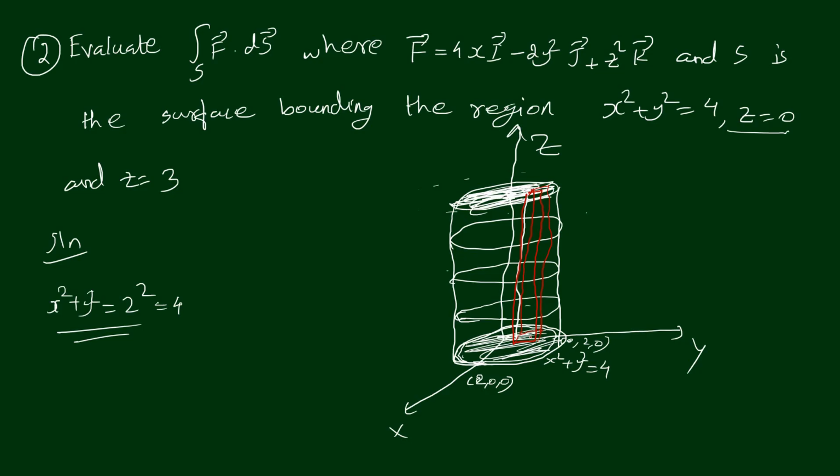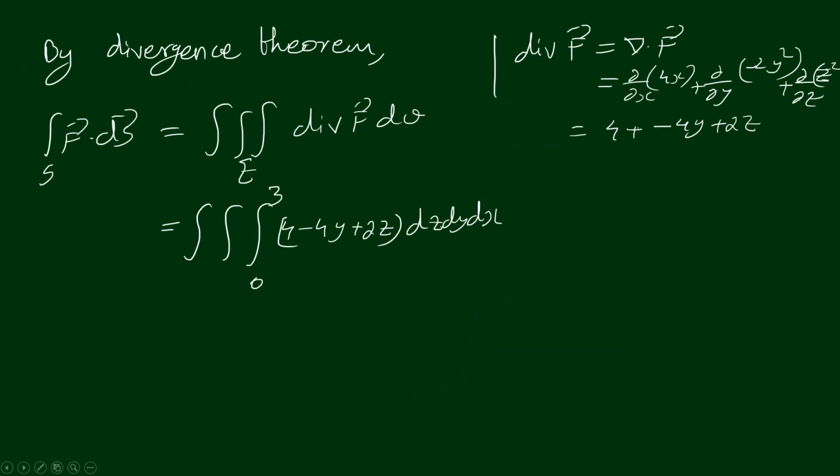Okay, and for the z limit, what will we do? Look at the lower side of the rectangular parallelepiped. What is the z value there? It is 0. For the upper limit, look at the upper side. Z is equal to what? 3, right? Z is equal to 3. So the limit of z is from 0 to 3.